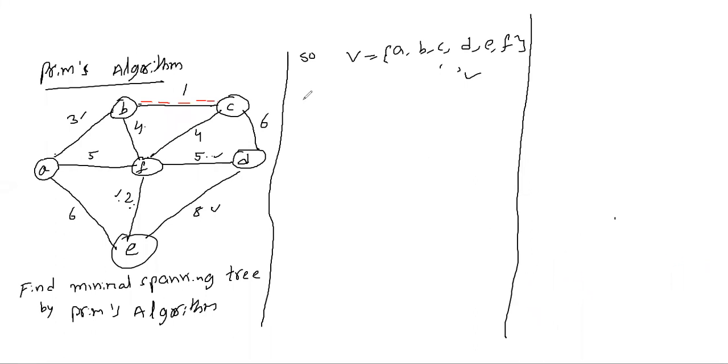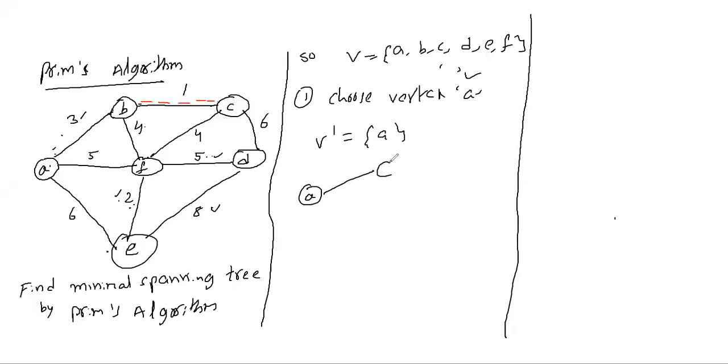Now next, suppose I'm starting with vertex A. When I started with A, V dash equals a new set containing A. Next, for A, what is the smallest edge value? A to B 3, A to E 6 is there. So which do you have to add? A to B. So we add A to B. How much is its value? 3.